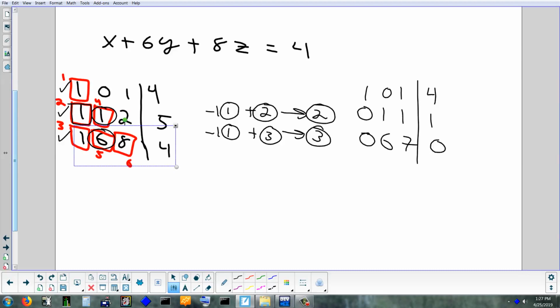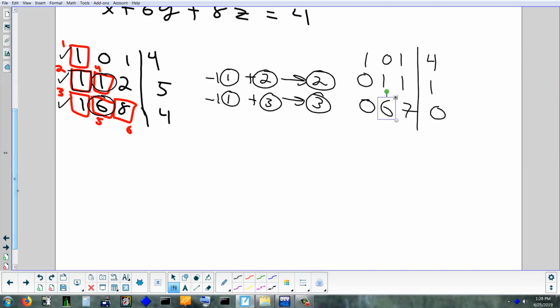So now, how would you get a 0 in this spot? What equation would you have to multiply by, and what number would you use? You could multiply the second one by -6. Yes, -6 times the second equation. So far, that's still in your head. Add it to the third equation.